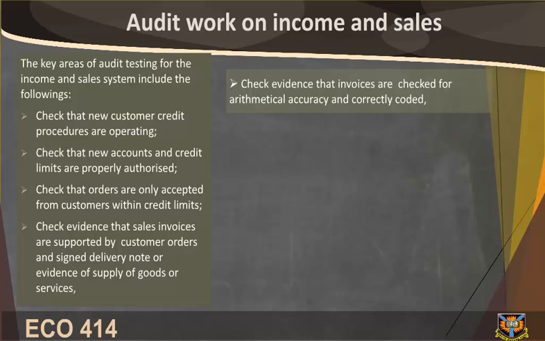The key areas of audit testing for the income and sales system include the following. Check that new customers' credit procedures are operating. Check that new accounts and credit limits are properly authorized. Check that orders are not accepted from customers within credit limits.